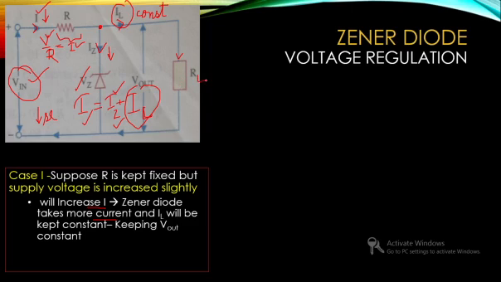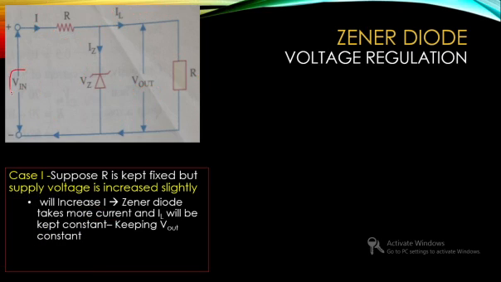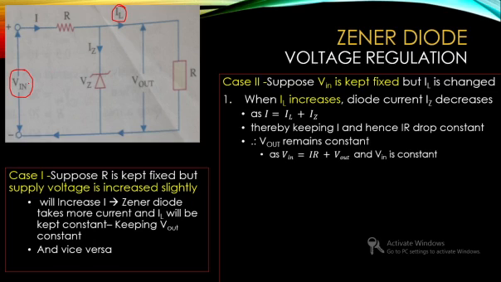Clear? So let us come to the second point. In the first point, what we have done is we have changed the input supply and kept the IL constant. Now what we do is that we will keep I fixed. This is fixed, and the only thing that is changed is the current passing through the load, or IL. Now the reverse happens. Earlier it was constant, now IL changes.